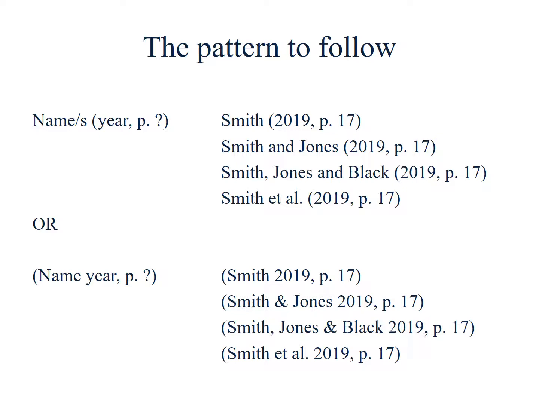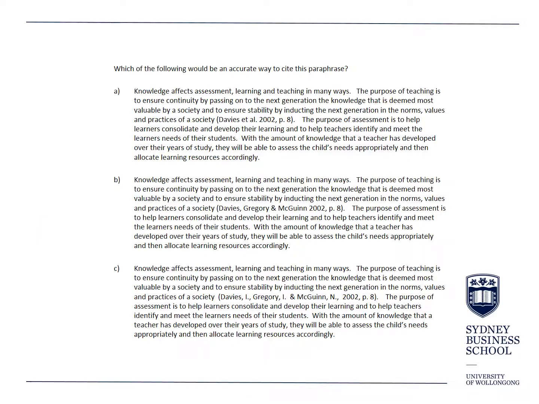The same information is what you need if you are going to include all of this information in parentheses at the end of something. One author, name, year, page number. Two authors, give them both, the year and the page number. Three authors, give all of them, the year and the page number. Four or more, and we revert to Smith et al. Now, the following slides will see how well you are going at applying this.